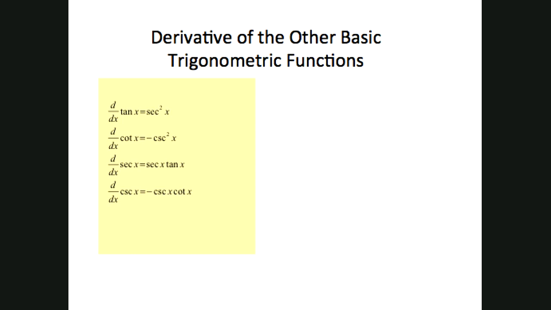All right, and here are the other trigonometric functions. The derivative of tangent is secant squared. The derivative of cotangent is negative cosecant squared. The derivative of secant is secant tangent. And the derivative of cosecant is negative cosecant cotangent. So these are derivatives that you need to know.